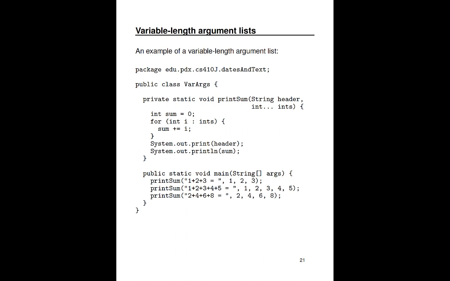So there in the main method, we can see how this method is invoked. We can call printSum with the header of 1 plus 2 plus 3 equals, with the arguments 1, 2, and 3. And then we invoke printSum 2 more times, but with different numbers of arguments. The second time, it's 1, 2, 3, 4, 5, and the third time, it's 2, 4, 6, 8. The language is able to handle this because when we declared the second parameter to the printSum method, it's int..., which means that's a variable length argument.